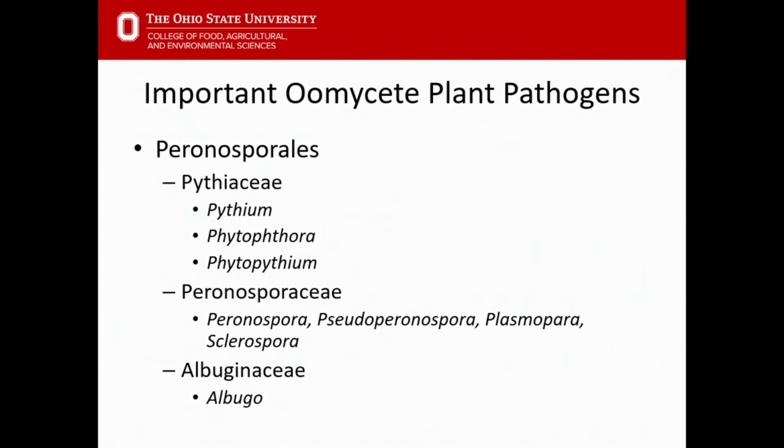The 3 families within the order Peronosporales, most important as plant pathogens, are the Pythiaceae, containing the genera Pythium, Phytophthora, and the recently named Phytopythium, the Peronosporaceae, including the genera Peronospora, Pseudoperonospora, Plasmopara, and Sclerospora, causing downy mildews, and the Albuginaceae, containing species of Albugo that cause white rust.